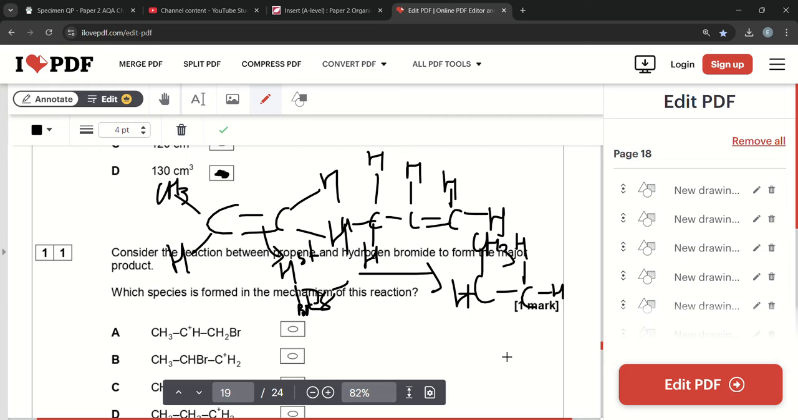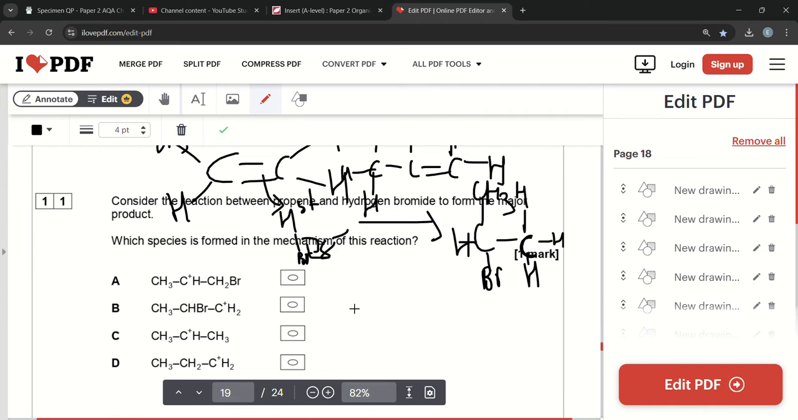We want the major product, so we want the Br to be here. Obviously there'll be a positive charge, and the lone pair of electrons on Br minus will then bond to it, but it's not asking for the mechanism, I'm just trying to see the species, so it should be something like that. What species are formed in the mechanism of this reaction?